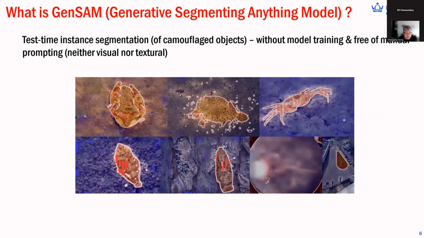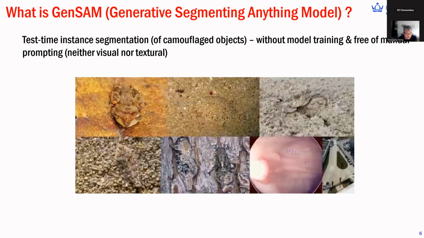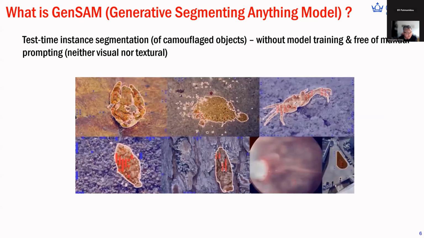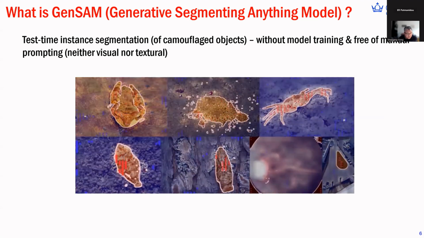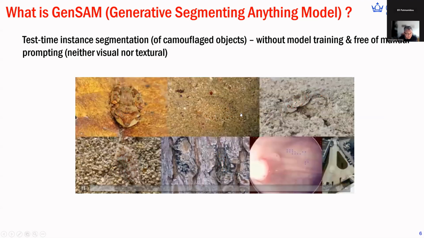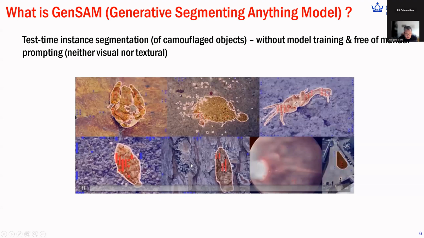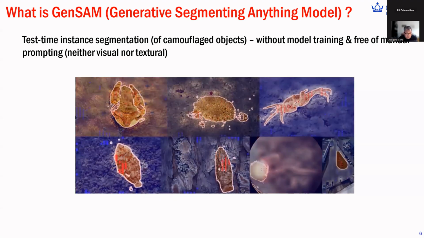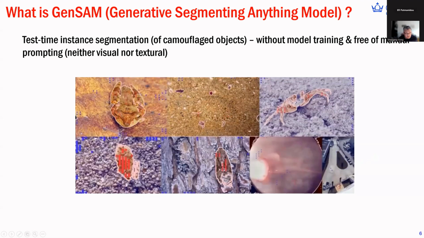So what is the generative Segment Anything Model? The idea is that at test time, we perform instance segmentation of very challenging objects, typically camouflaged objects, without model training and free of manual prompting, neither visual nor textual prompting. So here are some examples, starting with different animals, those on the seabed, different sea animals, and also insects on the tree, and also some other objects. You can see that the visual differences between object and background context are very vague and non-distinct.